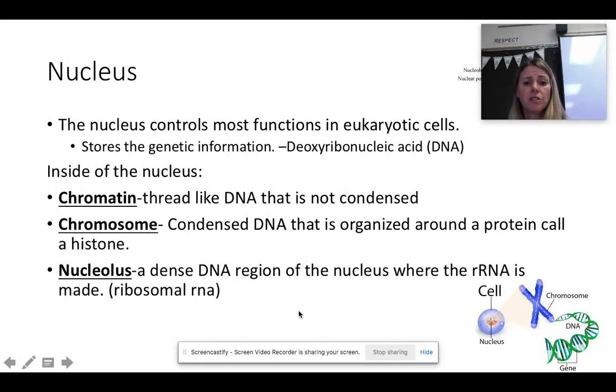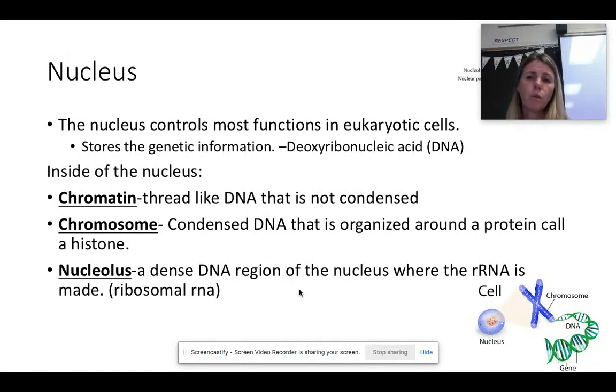The nucleolus is a dense DNA region of the nucleus, and that's actually where the rRNA, which stands for ribosomal RNA, or you just know it as a ribosome, and just ribosome is fine. And that's actually how ribosomes are made. They're their own separate factory.